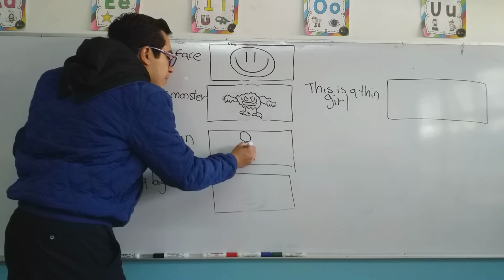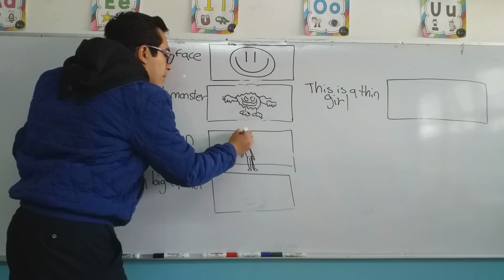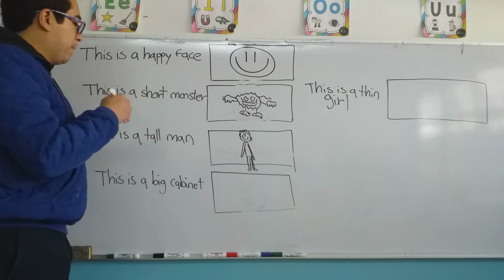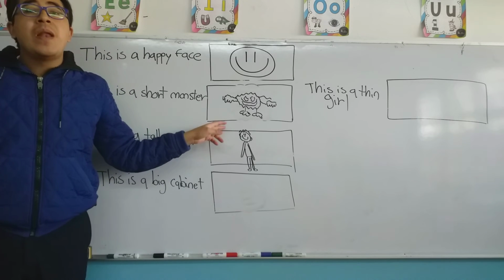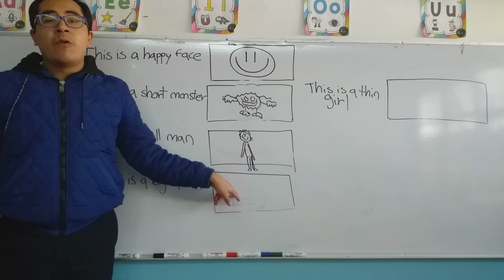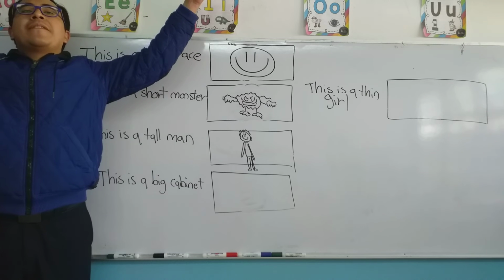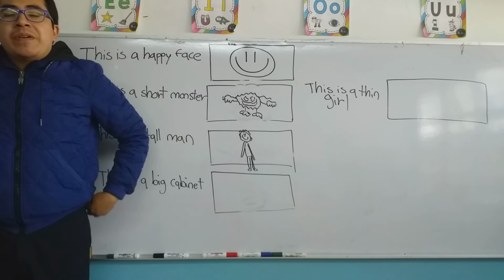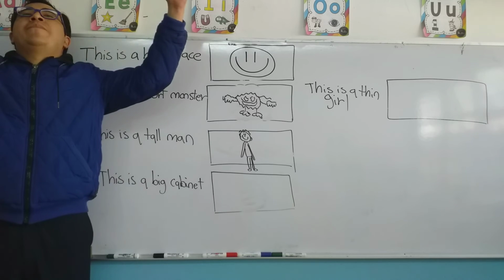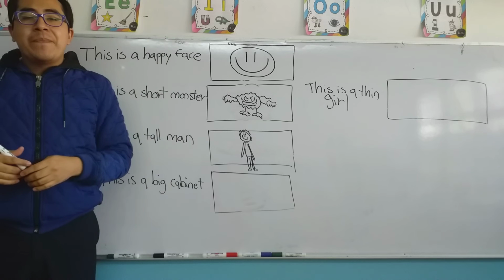The arms, the body, and the legs. Ears, and of course, the short hair. This is a tall man. Este es un hombre alto. For number 4, it says, this is a big, remember, size. When we are talking about sizes, we have big and small. This is a big cabinet.